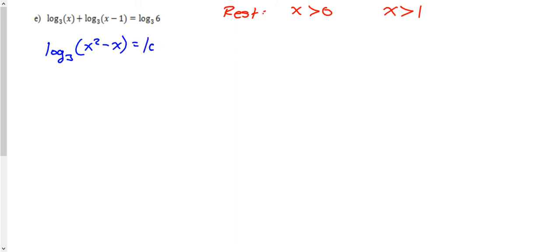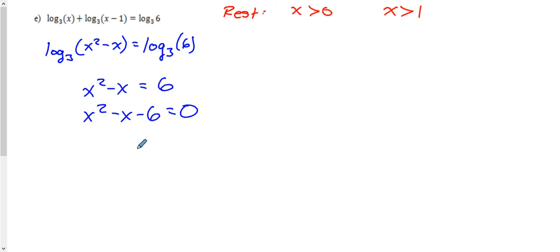That's equal to log base 3 of 6. Here I have log base 3, log base 3, so I can drop my logs. That leaves me with x squared minus x equals positive 6. Moving this 6 to the same side, I have x squared minus x minus 6 equals 0. And now to solve for x here, I can factor.